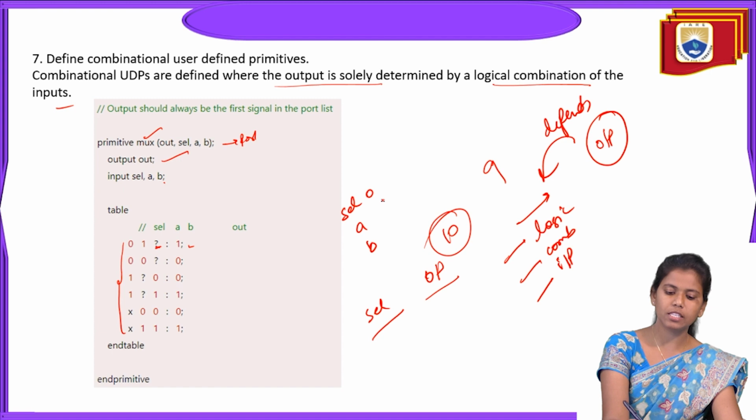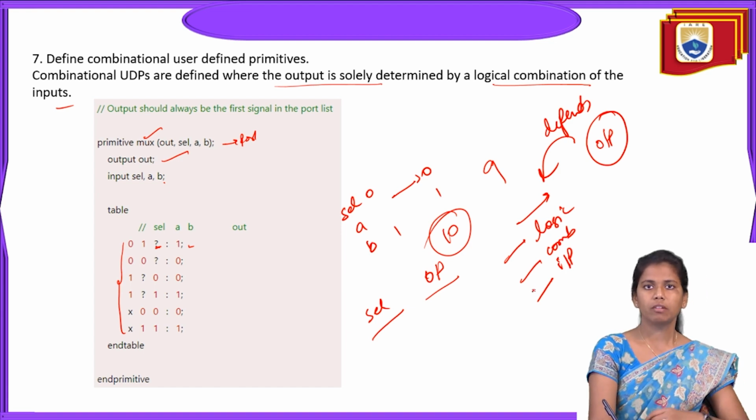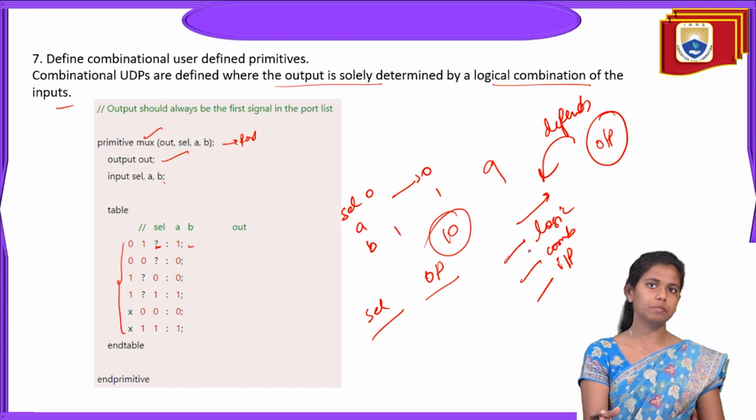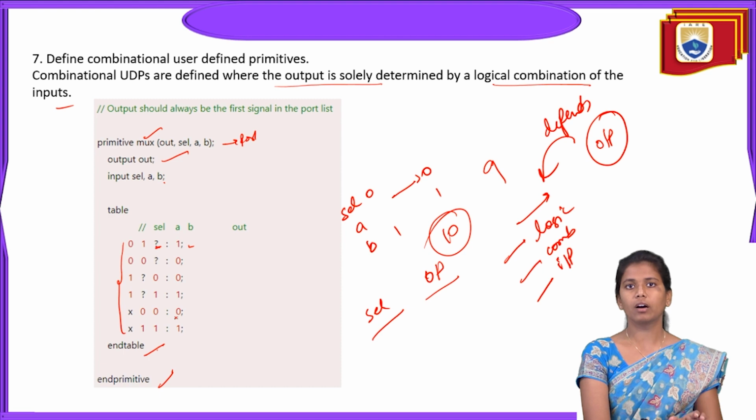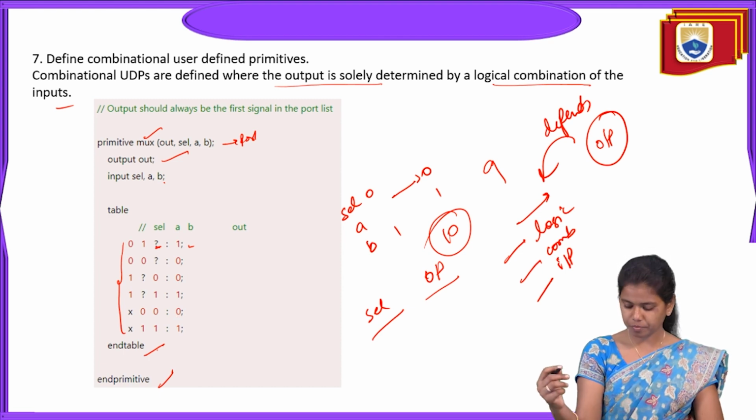If the selection line is 0, the output is observed as 0. If the selection line is 1, the output is observed as 1. So there is a logical input, and with respect to the logical inputs, the output is observed. Then finally we end up with the endtable and endprimitive. So this is nothing but the combinational user defined primitives.